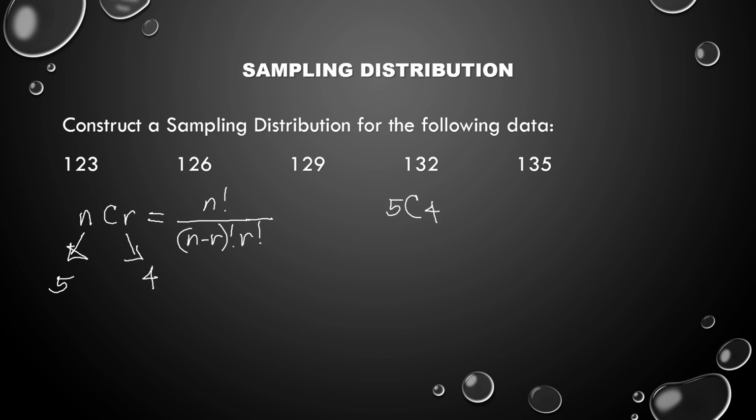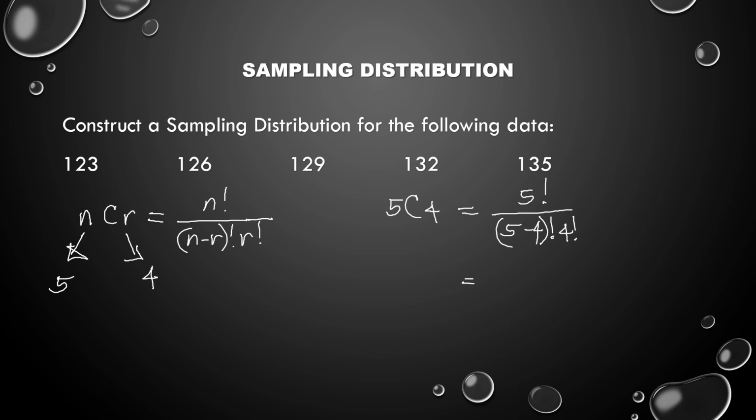This simply means that in my data, which consists of 5 values, I will be getting a combination out of it by 4. So we'll be getting 4 numbers as one combination. How many of those 4 numbers can we combine? So we can now solve. We have 5 factorial over 5 minus 4 factorial times 4 factorial. Inputting that in your calculator, you will get the value which is equal to 5.